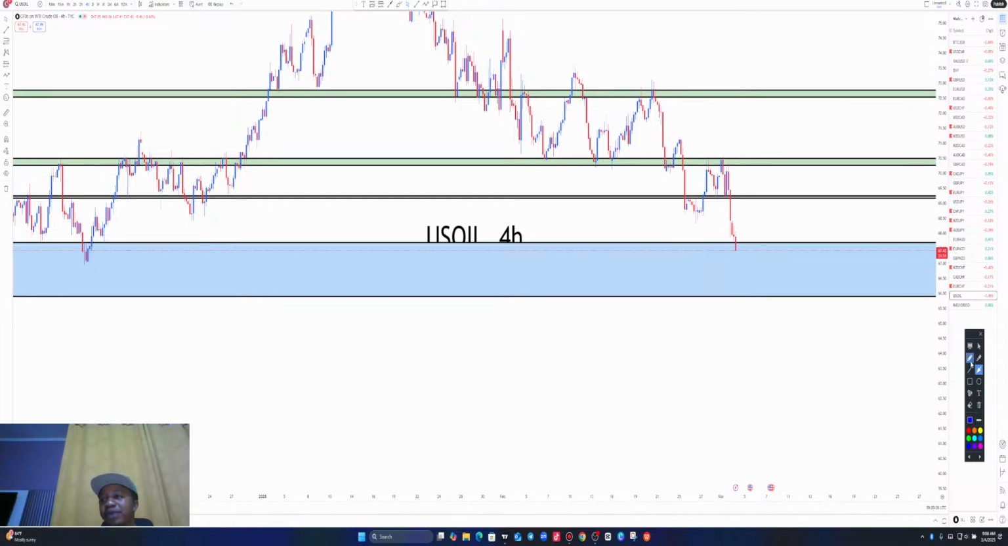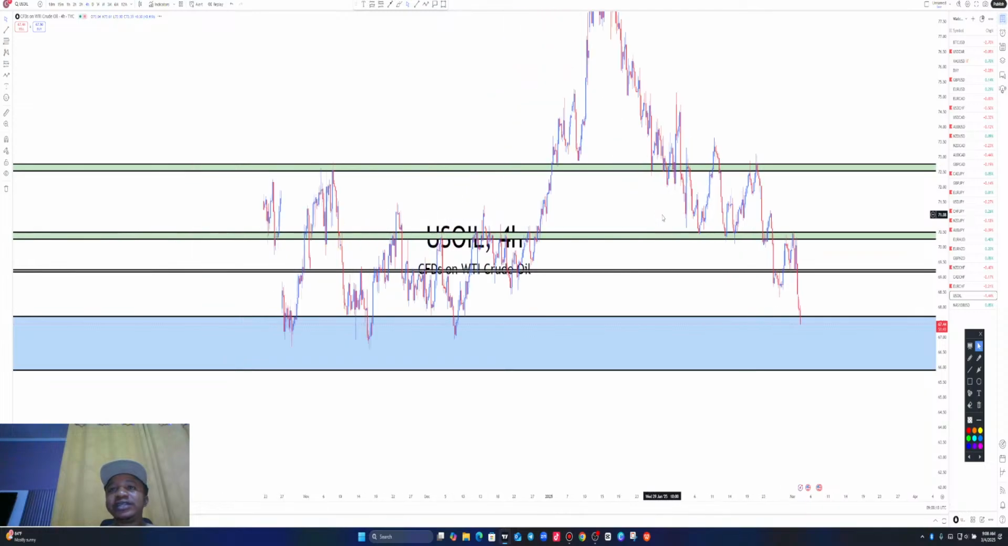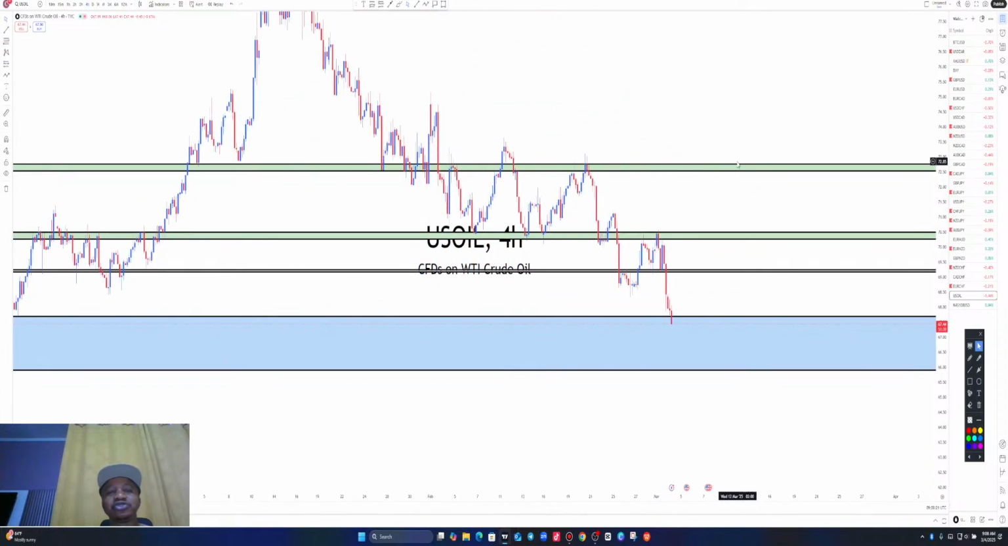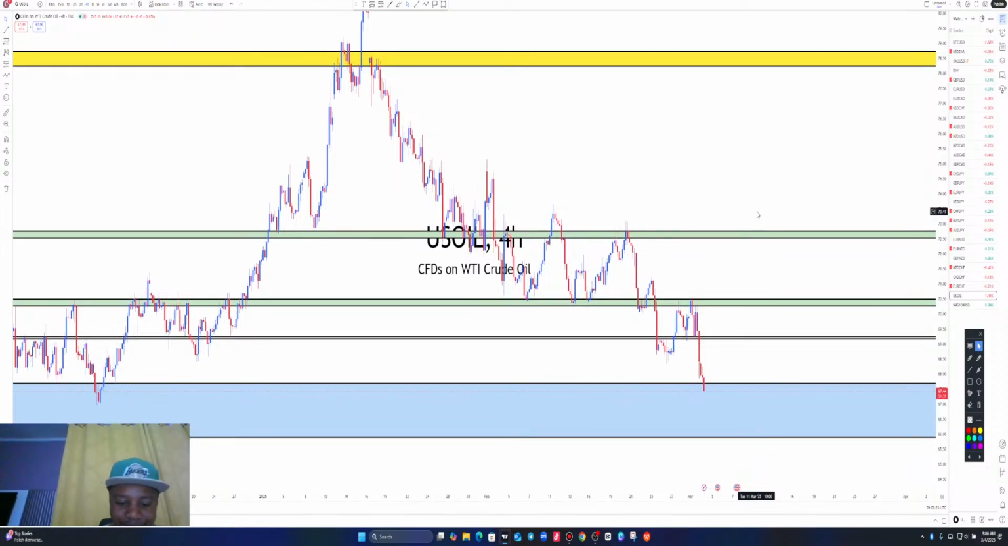If you want to sell, price should be below. And if you want to buy, there should be a break of structure. That's it. But both of them have not happened yet. So US oil, there's nothing to talk about. Leave it for now. We'll come back to it later on when everything is okay in terms of structure, direction, and all of that. All right, so let's go to the next one.